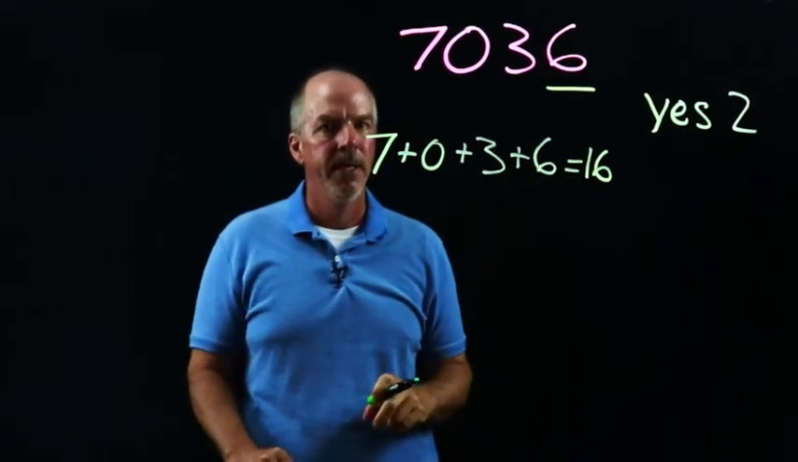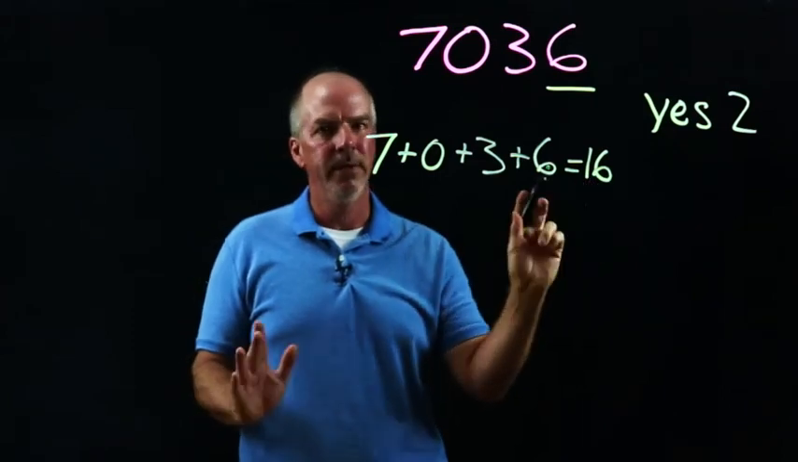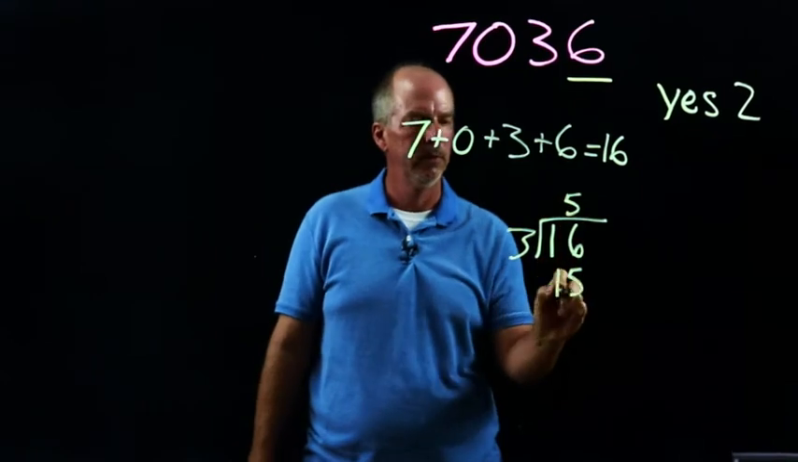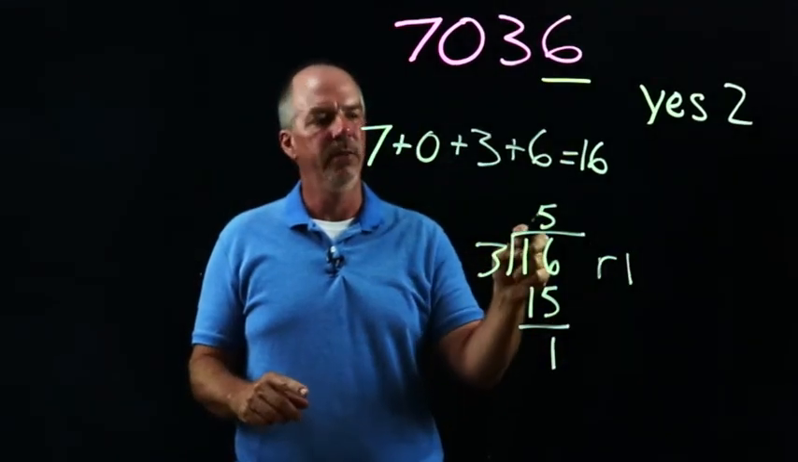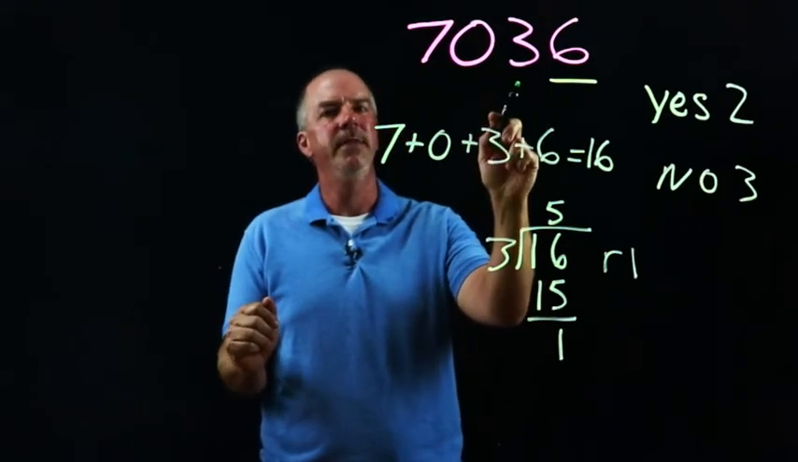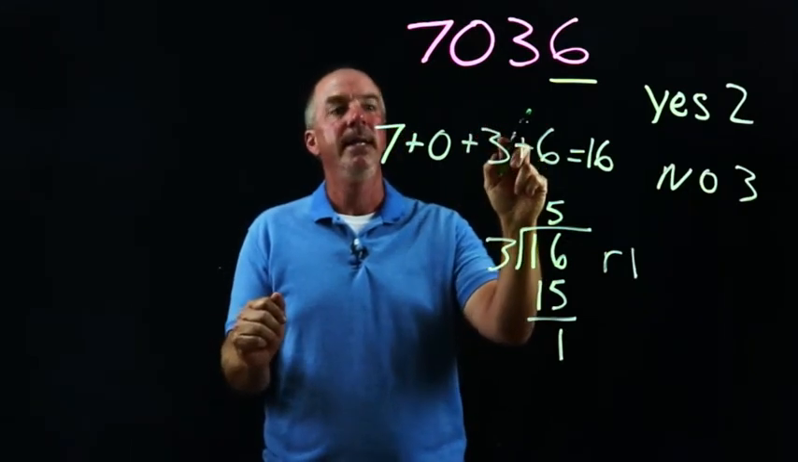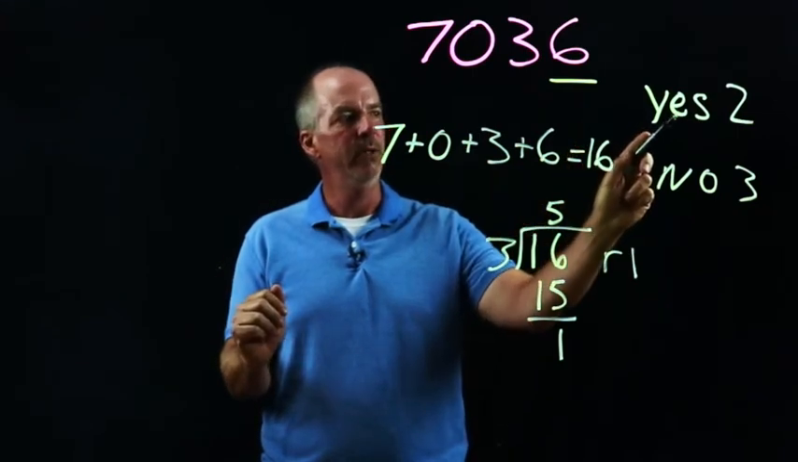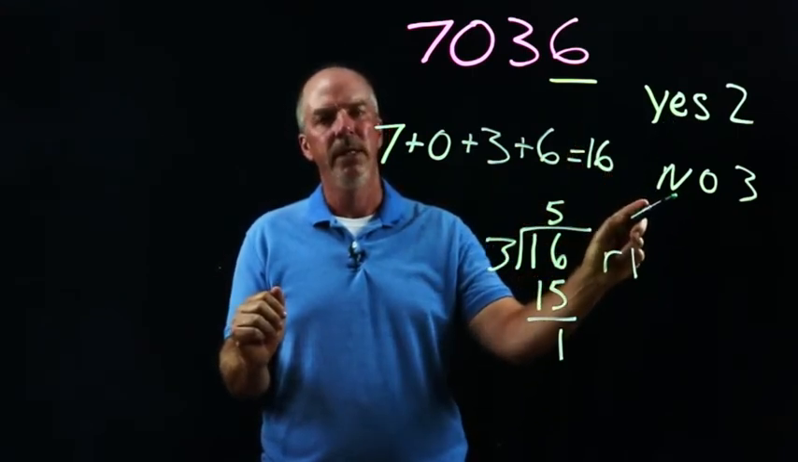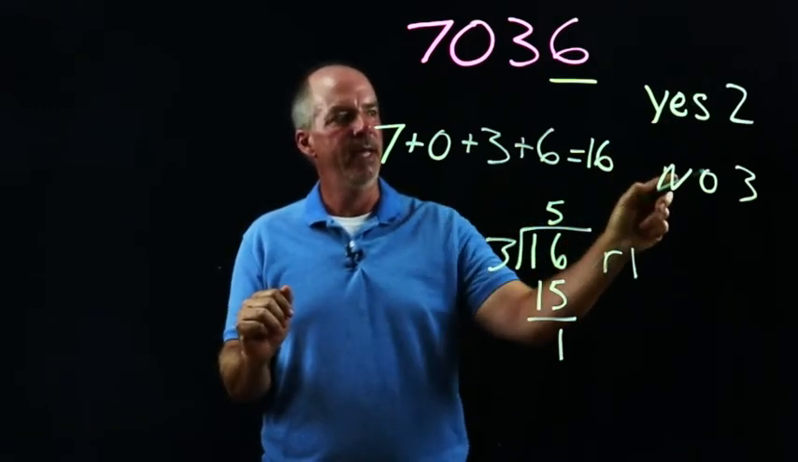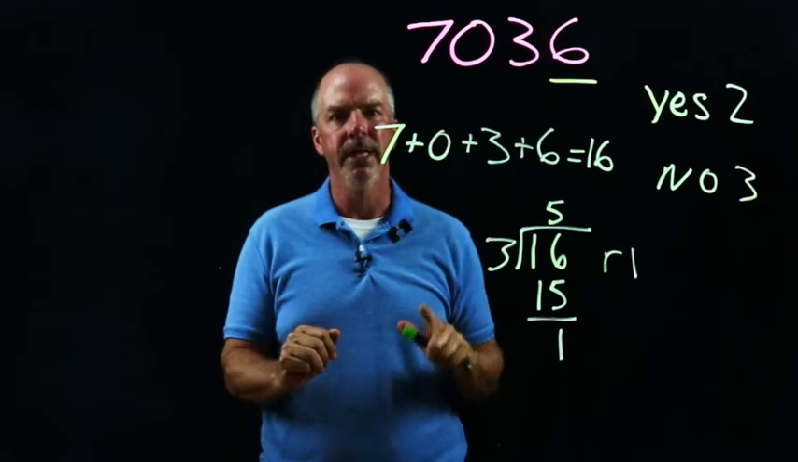Okay? So is 16 divisible by 3? Well, no. 3 will not go into 16 evenly. 16 divided by 3 goes 5 times, but has a remainder of 1, so it doesn't go in evenly. So the number 7,036 is not divisible by 6 because it is divisible by 2, but it's not divisible by 3. In order for it to be divisible by 6, it has to be both 2 and 3.